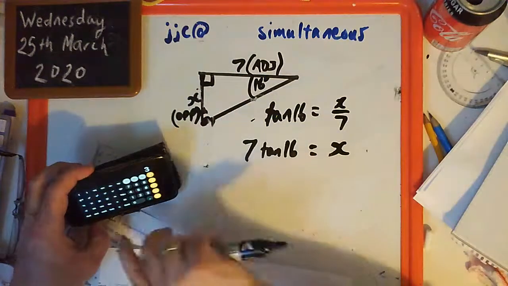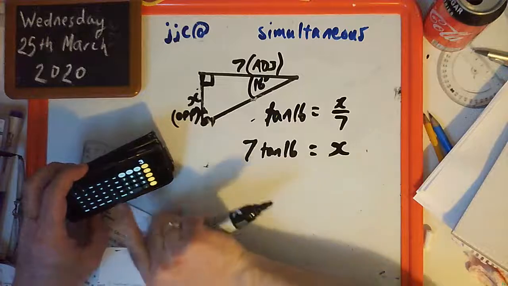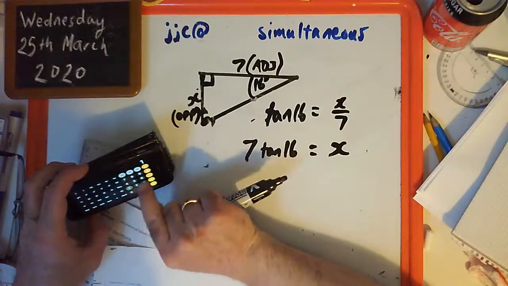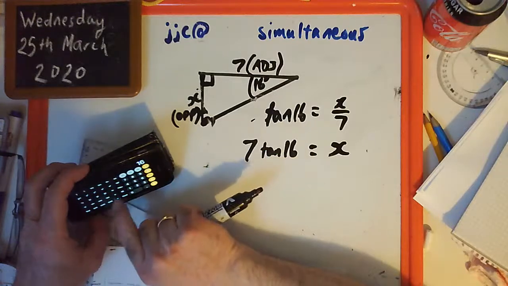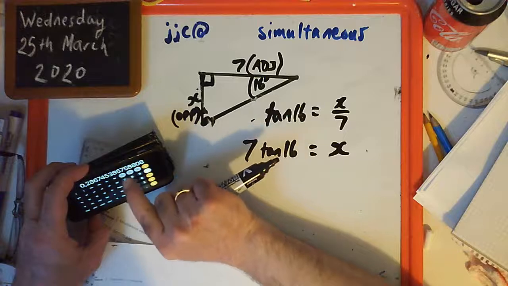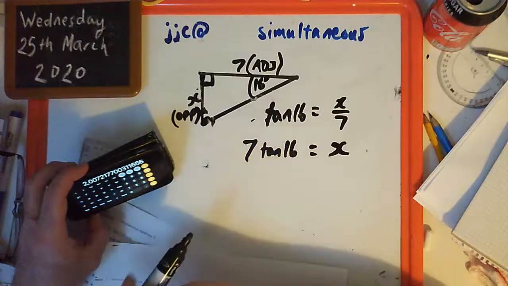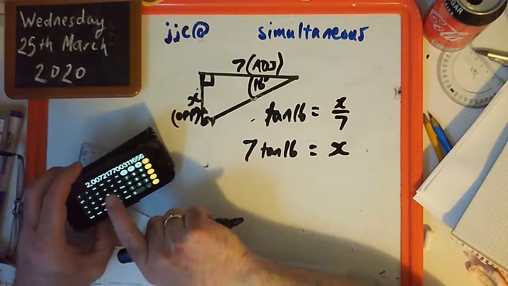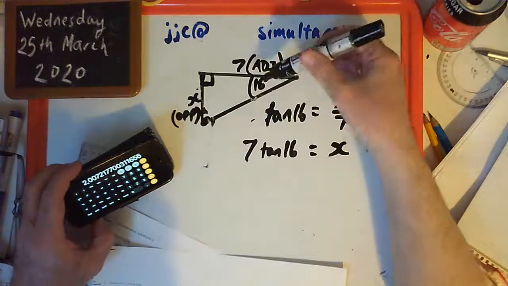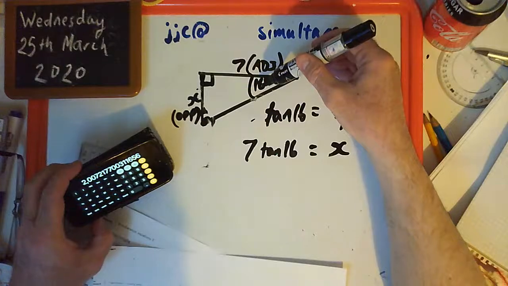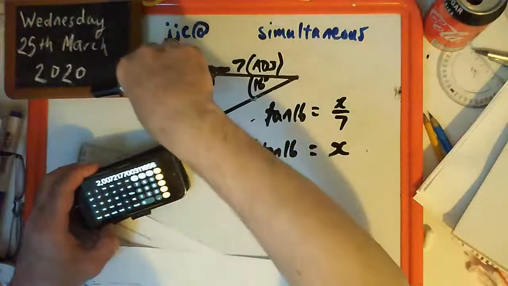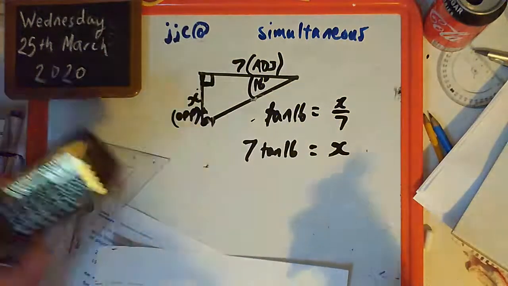There it is. Okay, so 7 times tan 16. On this one, I have to do the tan 16 first. 16, tan. Most calculators don't do it in that order these days. Times 7, just about 2.01. Makes sense in the context of that because 16 is actually a very small angle. So if I were to draw that accurately, then that x would look a lot smaller.